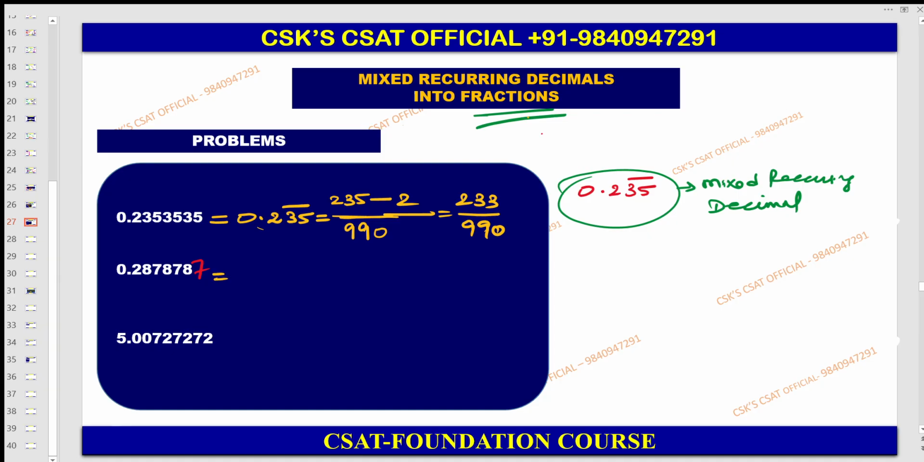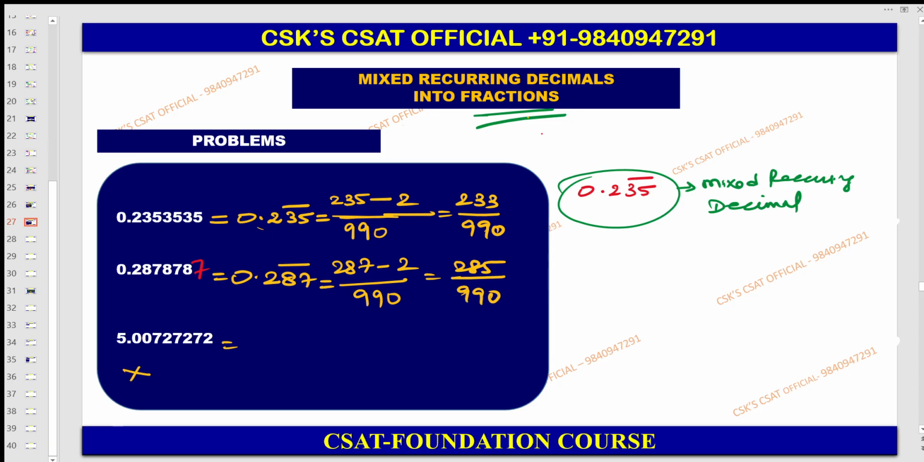Next here, 0.287 bar, which is equal to how many places? 2 places are recurring, 87 only. So therefore double 9. How many places do not recur after the decimal? Only 1 place. So therefore you have to place a 0. Total minus 2. So therefore 285 by 990.